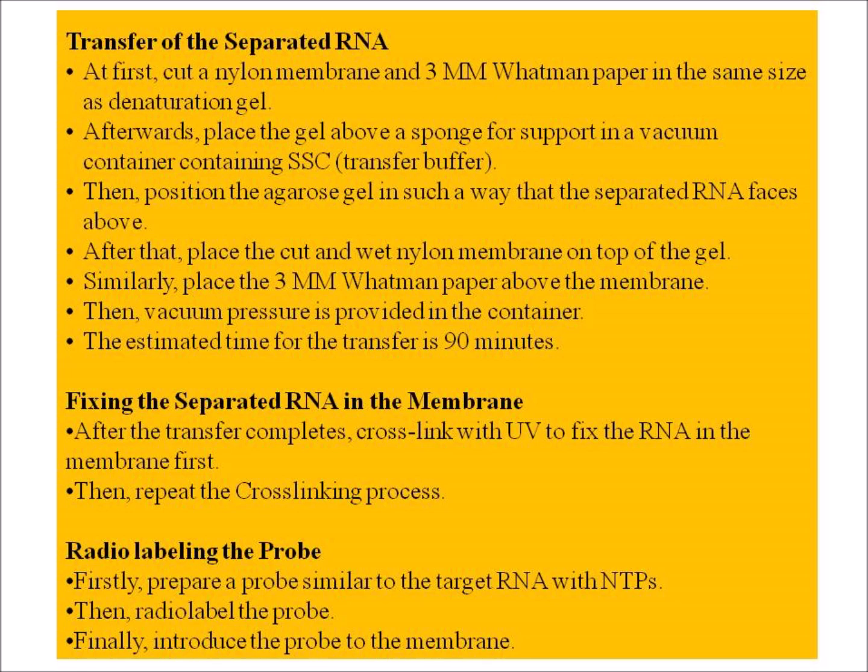Next step is fixing the separated RNA in the membrane. After the transfer completes, cross-link with UV to fix the RNA in the membrane first. Then repeat the cross-linking process. Radio labeling the probe. Firstly, prepare a probe similar to the target RNA with NTPs. Then radio-label the probe. Finally, introduce the probe to the membrane.